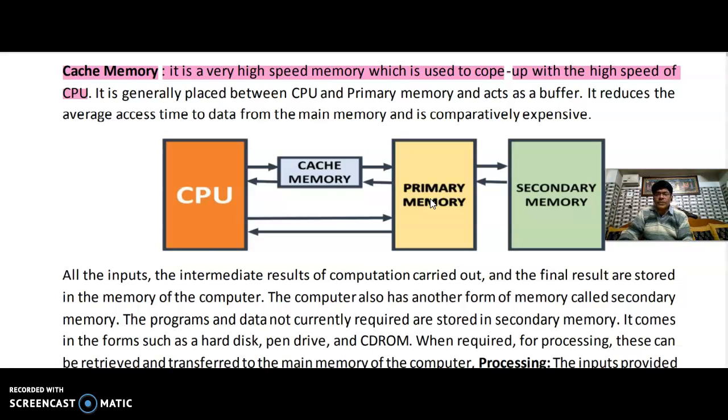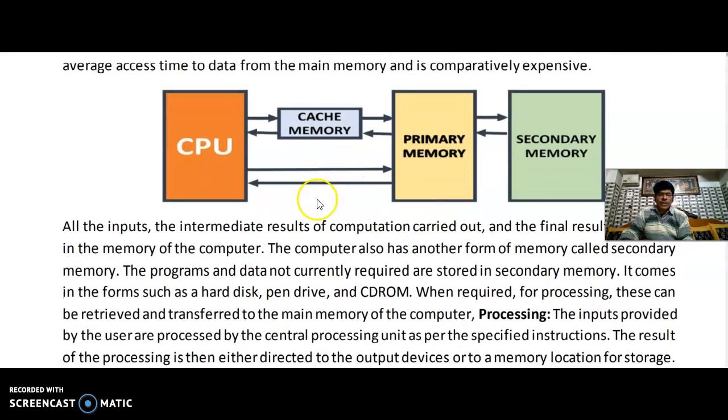Now this is the diagram, how the cache memory is placed between the CPU and primary memory. So in between, it can directly give the data, or it can give the data via cache memory as well.